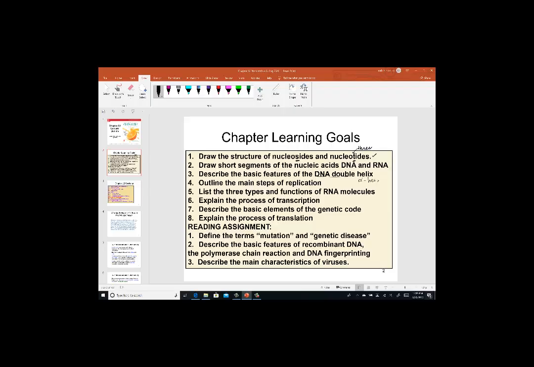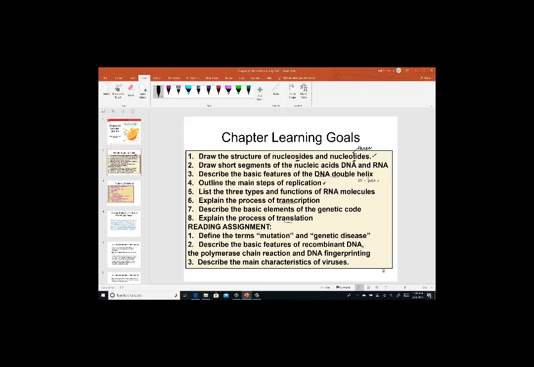A lot of cellular metabolism in this chapter. Some of it might actually be a little bit of review from biology days. You'll list the 3 types and functions of RNA molecules. You'll be able to explain the process of transcription. So we talk about translation and transcription in this chapter. And you'll be able to represent basic elements of the genetic code.